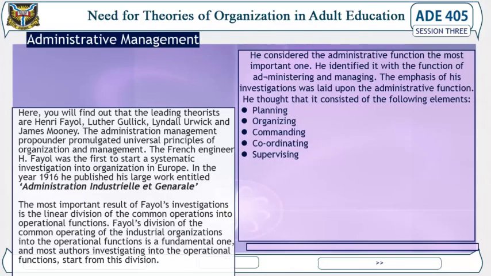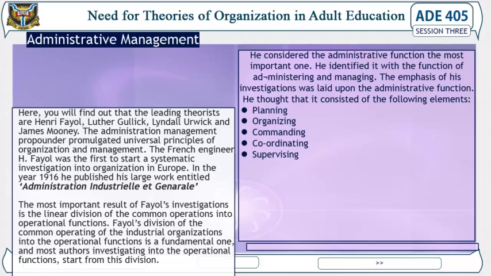Administrative management. Here, you will find out that the leading theorists are Henri Fayol, Luther Gulick, Lyndall Urwick, and James Mooney. The administrative management proponents promulgated universal principles of organization and management. The French engineer H. Fayol was the first to start a systematic investigation into organization in Europe. In the year 1916, he published his large work entitled Administration Industrielle et Générale.